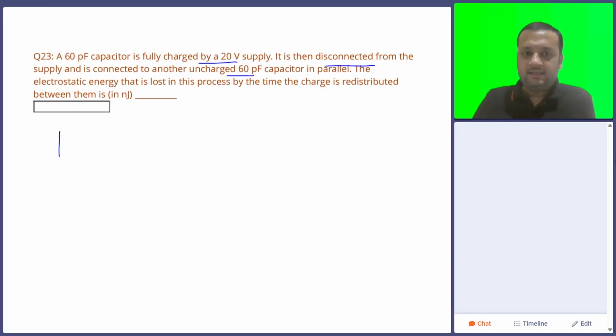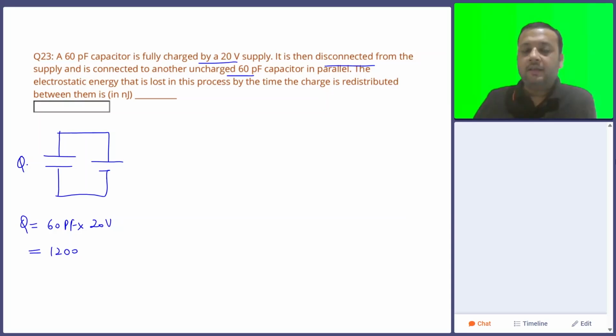Suppose we have a capacitor of 60 picofarad, connected to a 20 volt supply. First of all, let's calculate how much charge it will have. That is 60 picofarad into 20 volt, which becomes 1200 picocoulombs. That means 1.2 nanocoulombs. This is the value of Q. This is the charge.